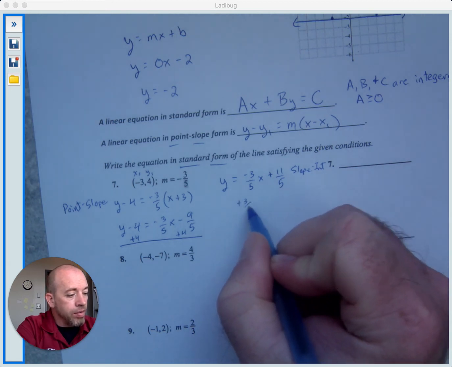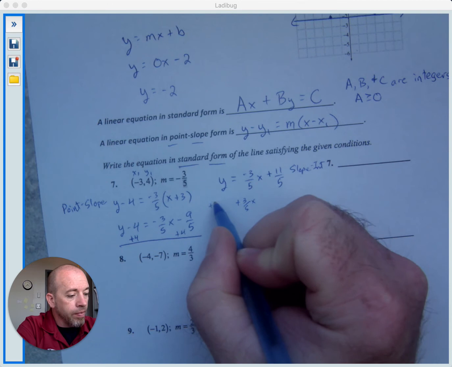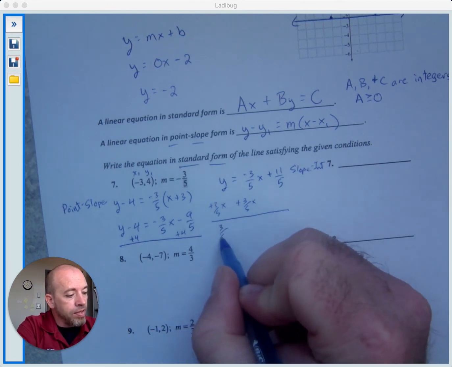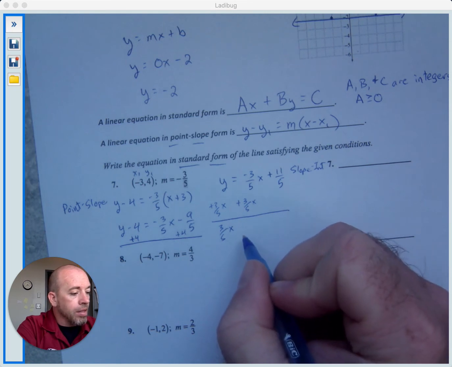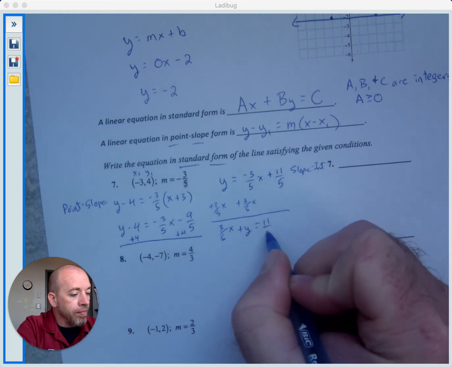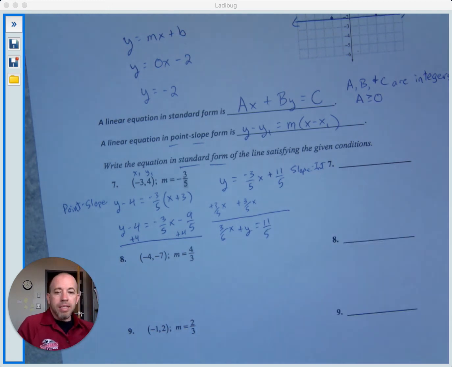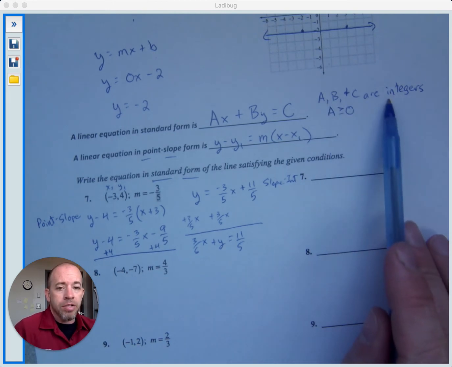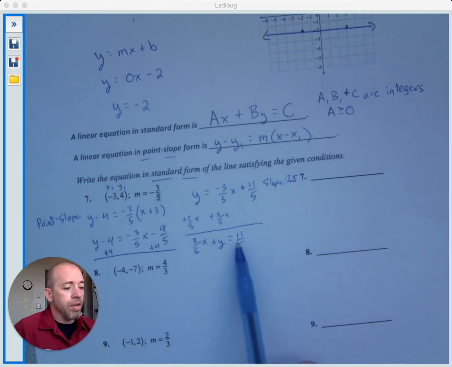Basically just move it, 3/5 x. Add that to both sides, and I get 3/5 x plus y equals 11/5. Alright, so you might say that's standard form, but it's not exactly because of these restrictions. A, B, and C all have to be integers, but right now I have a couple of them that are fractions, right?